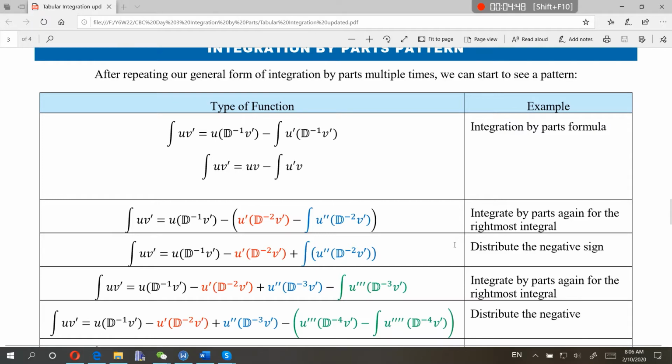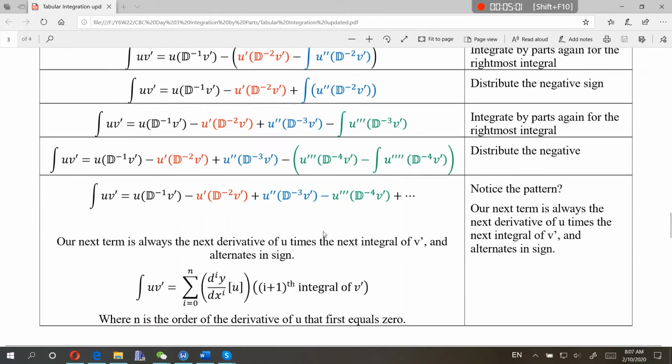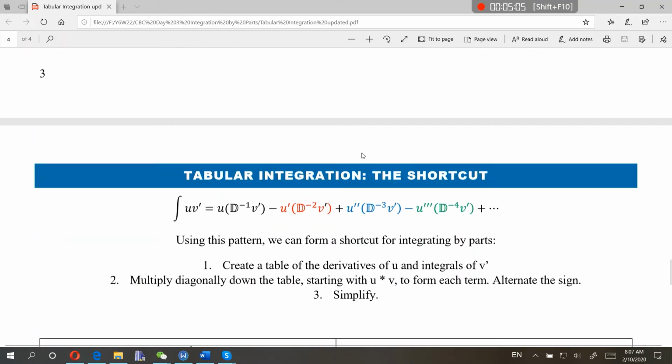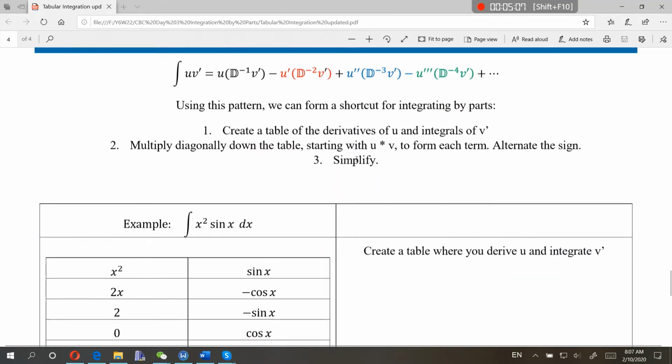It's minus, plus, and yeah, I see the pattern. Okay, keep deriving u, keep integrating v prime. So what that means we can do is I can set this up as a table. So this is called Tabular Integration.